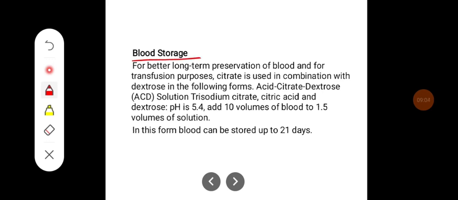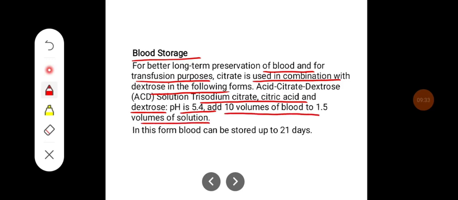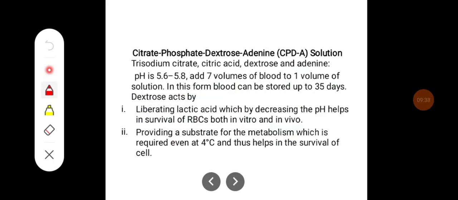Blood storage. For better long-term preservation of blood and for transfusion purposes, citrate is used in combination with dextrose in the following forms. Acid citrate dextrose, that is ACD solution: trisodium citrate, citric acid, and dextrose. The pH is 5.4, where you have to add 10 volumes of blood to 1.5 volumes of the solution. This form of blood can be stored up to 21 days.